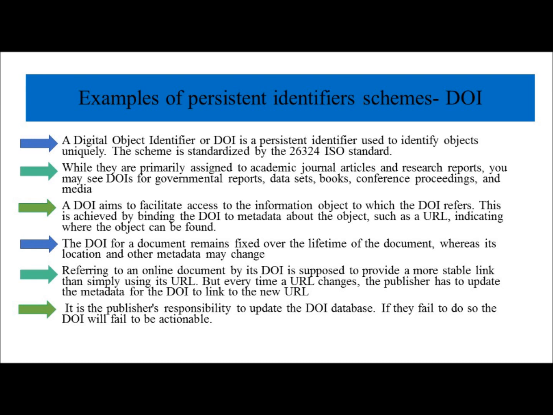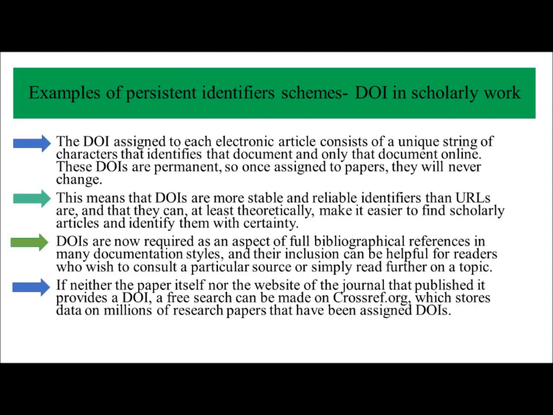A key aspect to the DOI is that once it is assigned to a digital object, it remains fixed over the record's lifetime, whereas its location and other metadata may change. Thus, referring to a DOI is a way of ensuring a document can be found. However, it should be noted that because only the DOI is fixed and not the metadata or URL, the publisher has to update the database in order to maintain the actionable aspect of the DOI.